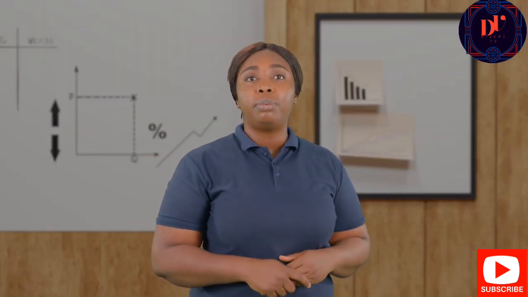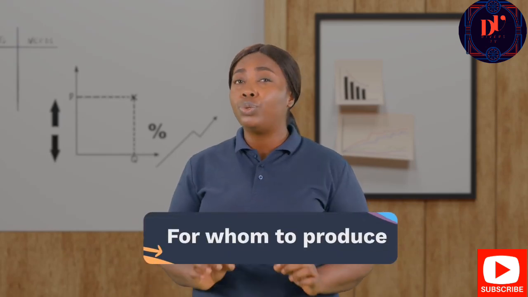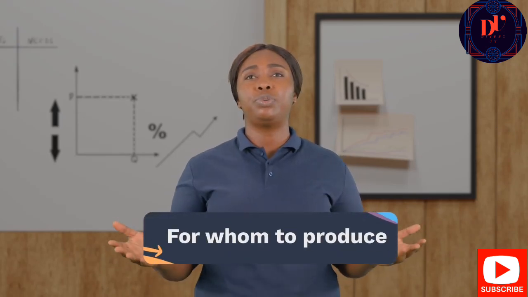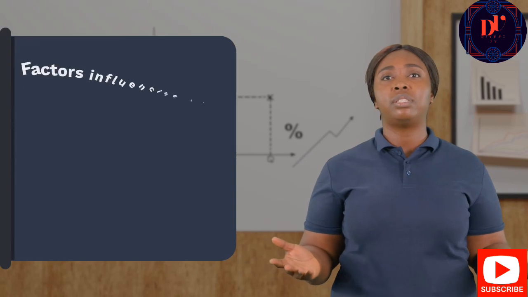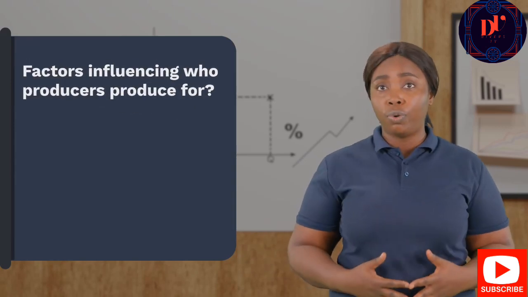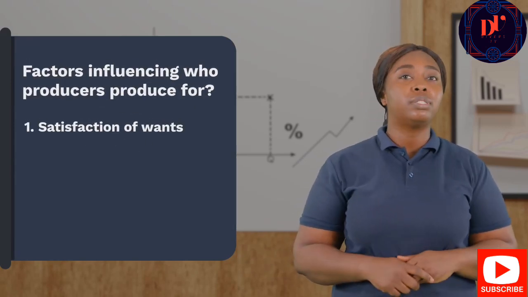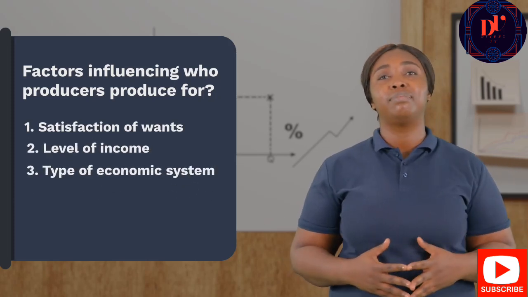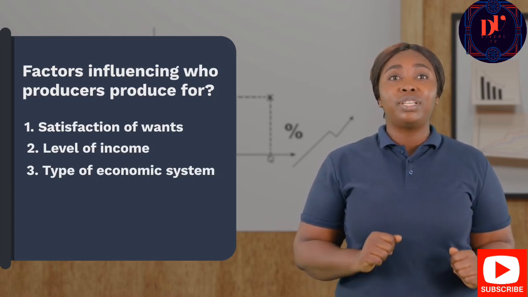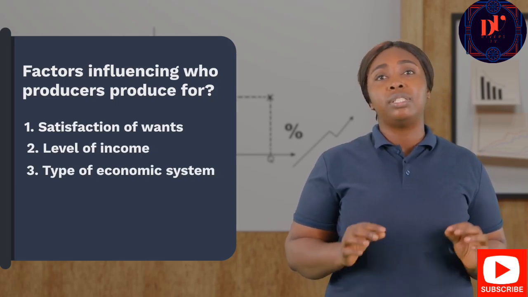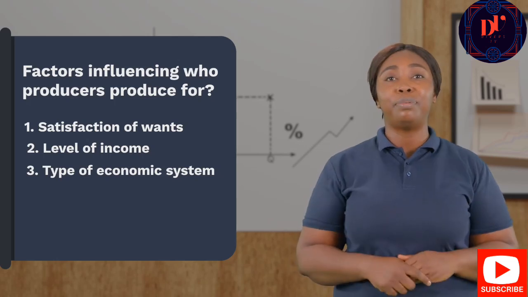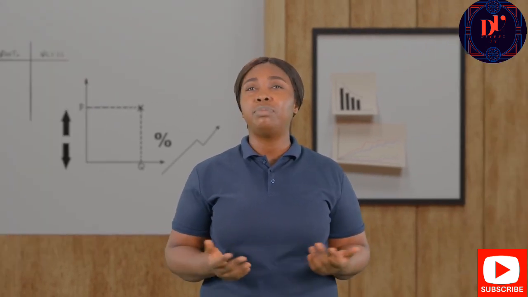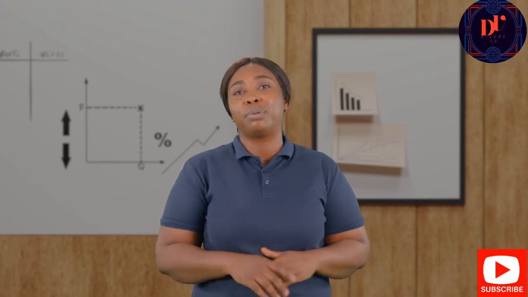A third economic problem lies in who you are producing for. Do producers produce for the poor, or do they produce for the rich? This is one of the key economic problems in the society. In every society, who producers produce for are determined by the satisfaction of wants, the level of income, and the type of economic system in the society. Now, the knowledge of economics is extremely important in understanding how to solve all these economic problems. If you keep learning with me, you might find a solution to some of these economic problems.